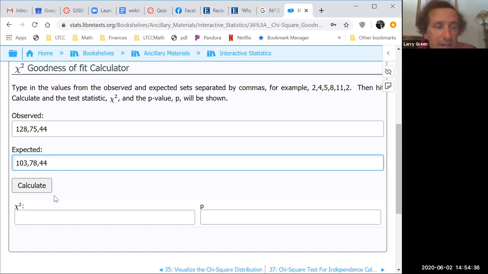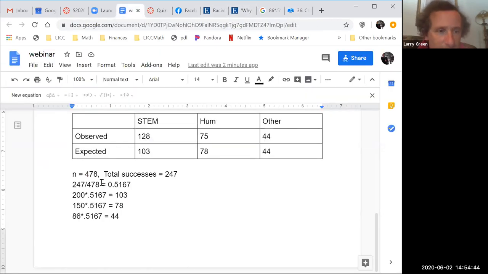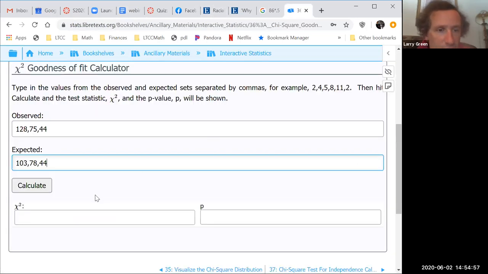Any questions at all on that? I think there's a mistake in here. Let me double check that. I think the 103 might be wrong. No, that's right. Okay, so then, very simple. You type those in, you calculate.